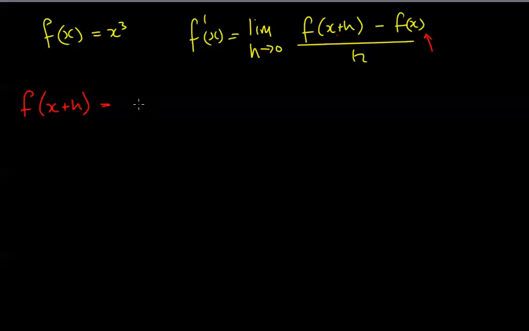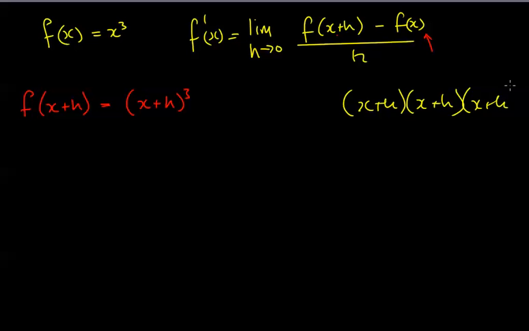And, well, what's that going to be? It's going to be x plus h cubed, right? Now, I'm not going to sit there and work out this. Alright, let me just copy it in here. I'm not going to work that out because that's just going to take forever, right? We should know by now the binomial expansion to do this, right?